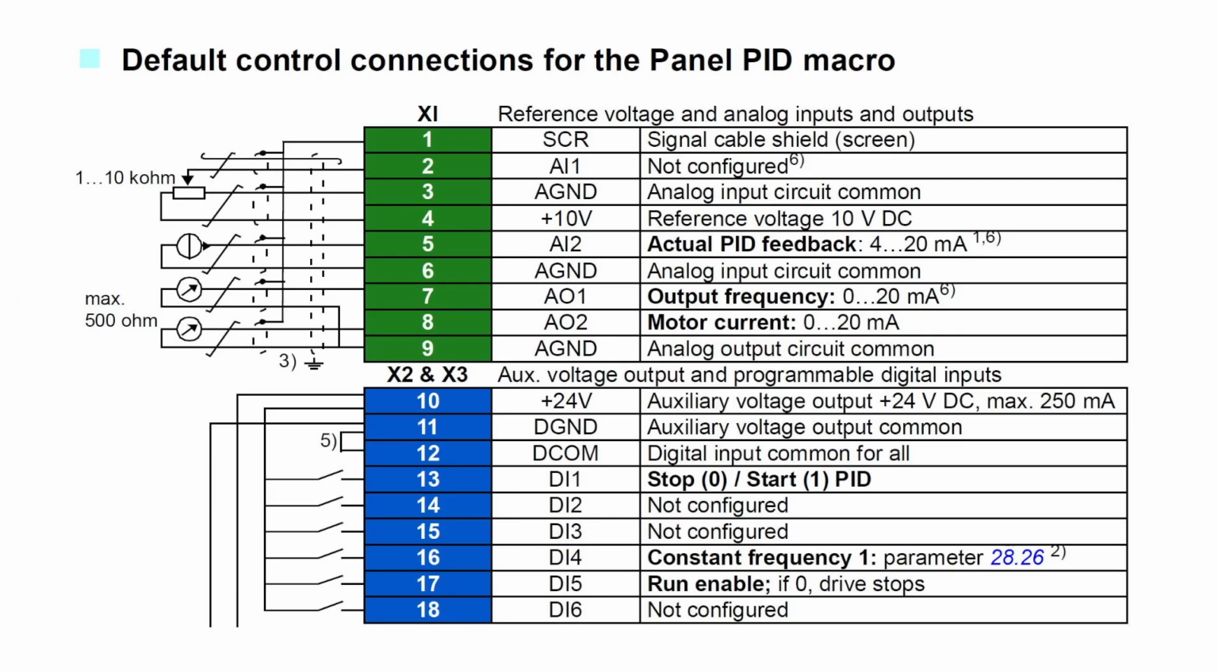The third option is the panel PID, which is the simplest of all the macros because it uses the set point from the keypad and not analog input 1. Analog input 2 is reserved for your feedback sensor, and digital input 1 would be your start-stop.